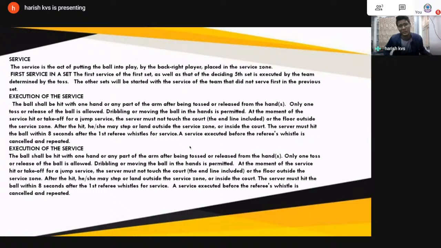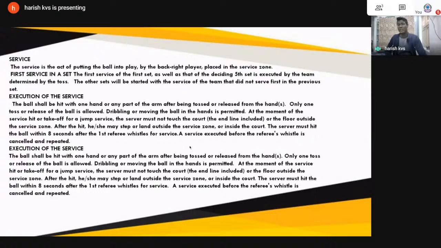So we have seen the execution of the service. While executing the service, a player needs to do the service within 8 seconds, immediately after the first referee whistles. So most of the time, try to listen to me, or else you can go through the content very quickly, because the whole content may consist of some technical points, the way I am explaining the basic thing of each aspect of the gameplay.